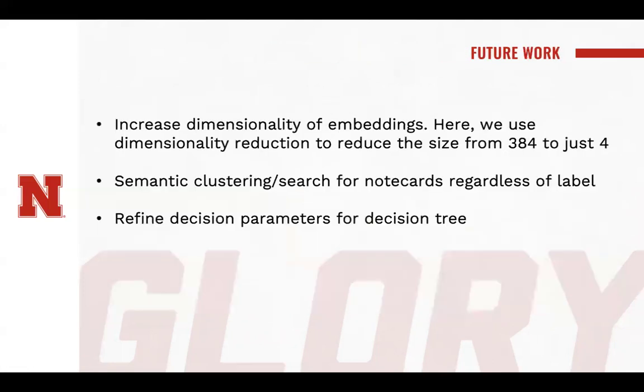That's it. For future work, as we discussed earlier, we reduced the dimensionality of the embeddings. We want to increase that, maybe not all the way to 384, but just increase it from 4. Also, we want to include some way of semantic clustering and search based off of the note cards, regardless of the label, as well as refine the decision parameters for our decision tree.